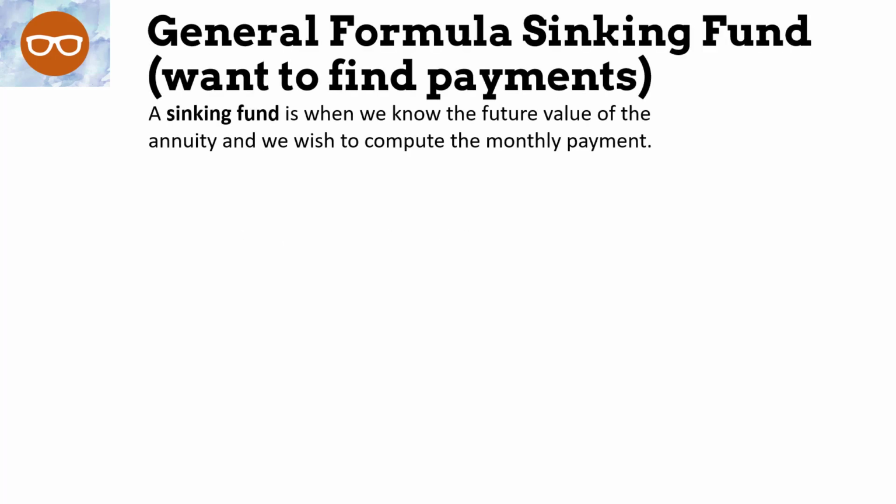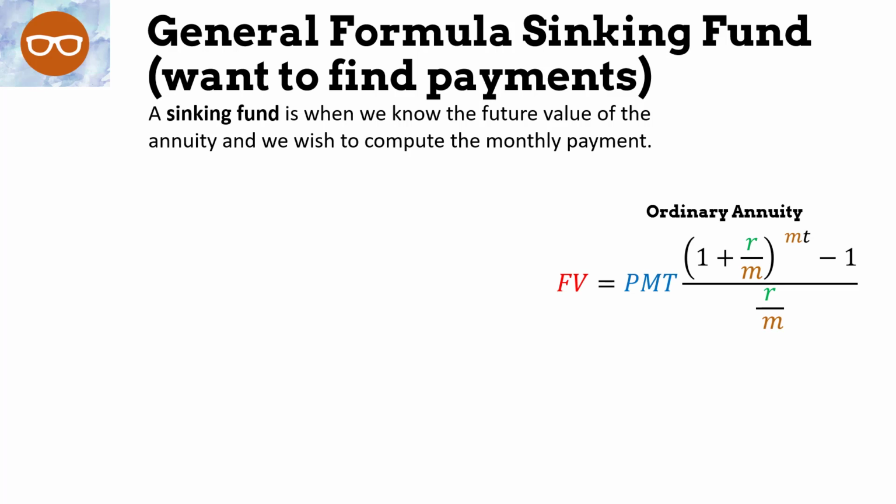A sinking fund is when we know the future value of the annuity and we wish to compute the monthly payment. Here's the ordinary annuity, when we want the future value but we have the payment. Here is the formula we're going to use when we want to find the payment but we're given the future value. Now this is the original formula.